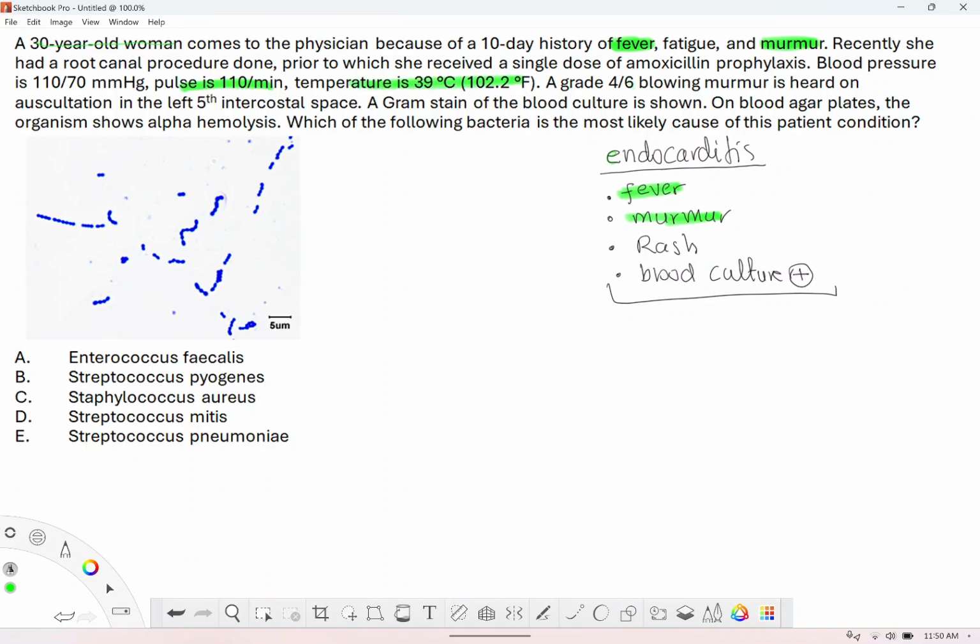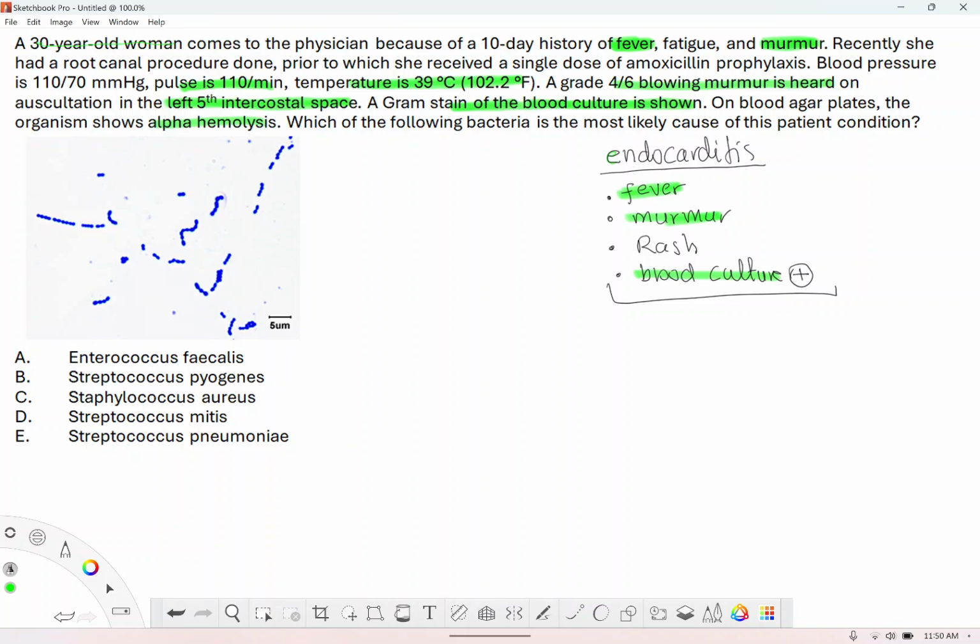And there is a blowing murmur heard on auscultation in the fifth intercostal space. Most likely we're talking about the mitral valve. A gram stain in blood culture is shown right here. So the gram stain is positive. For me, this is 100% endocarditis. On blood agar plates, the organism shows alpha hemolysis. Which of the following bacteria is most likely?